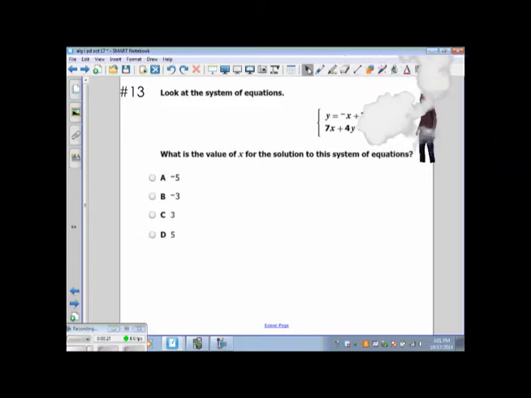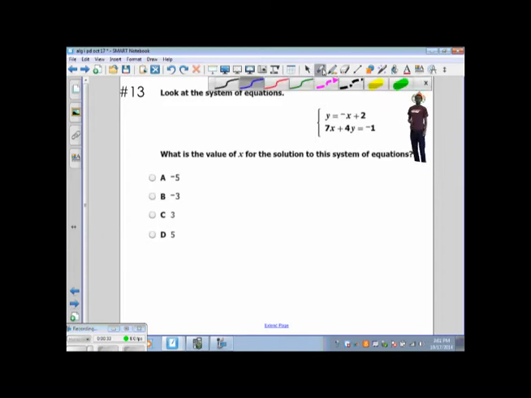Okay, hello. This is question number 13, and it says, look at the systems of equations. In this system, we have 2 equations, y equals negative x plus 2, and 7x plus 4y equals negative 1. Okay, and the most important part of the question says, what is the value of x for the solution to this system of equations? Okay, so to answer this question, first of all, what is it asking us to solve for? It's asking us to solve for x.